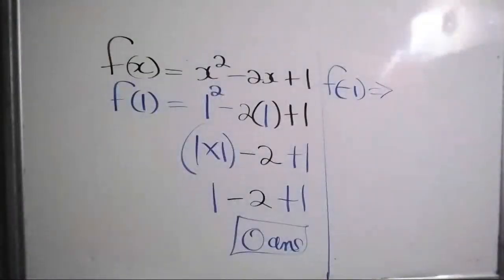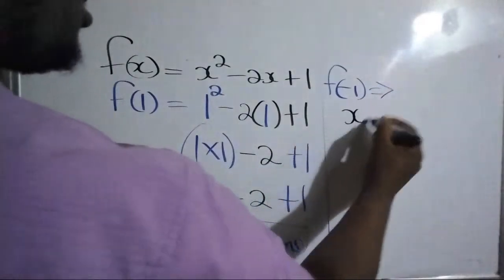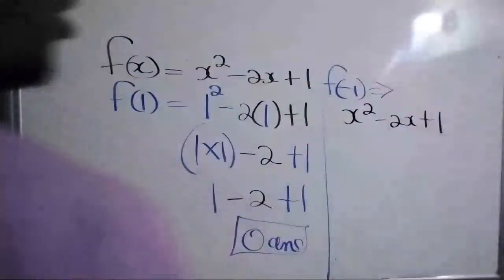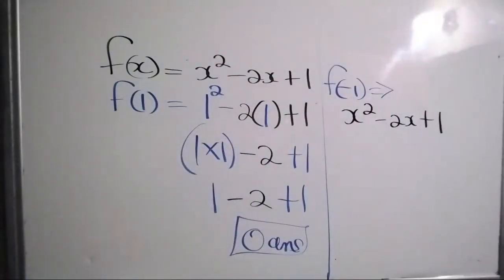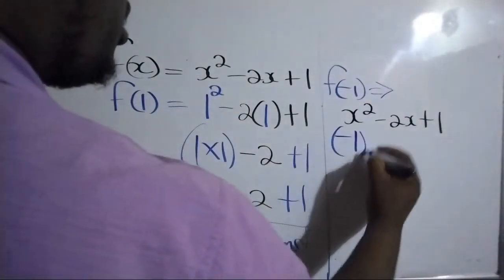Alright, so we have f of negative 1, right? So this time, write back the function. So the function says x squared minus 2x plus 1. Alright? And now we're going to put negative 1. So it's no longer positive, but negative 1.